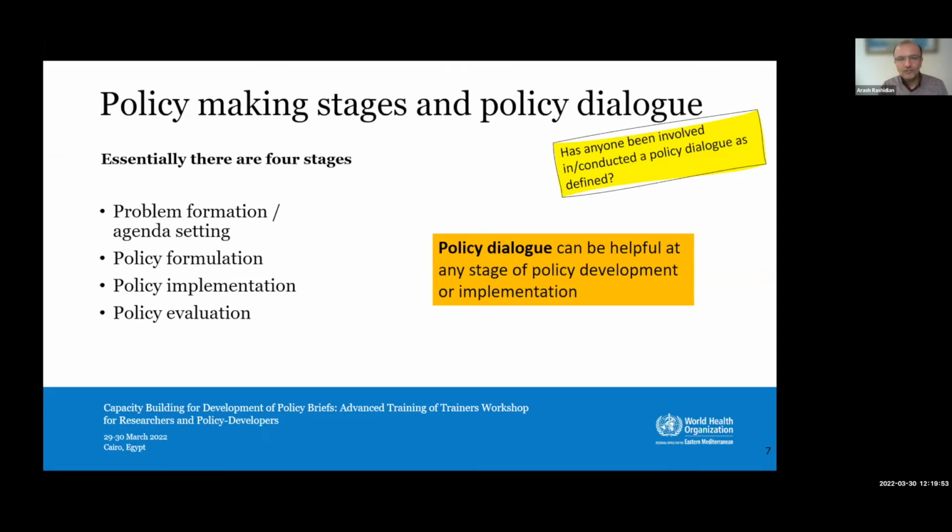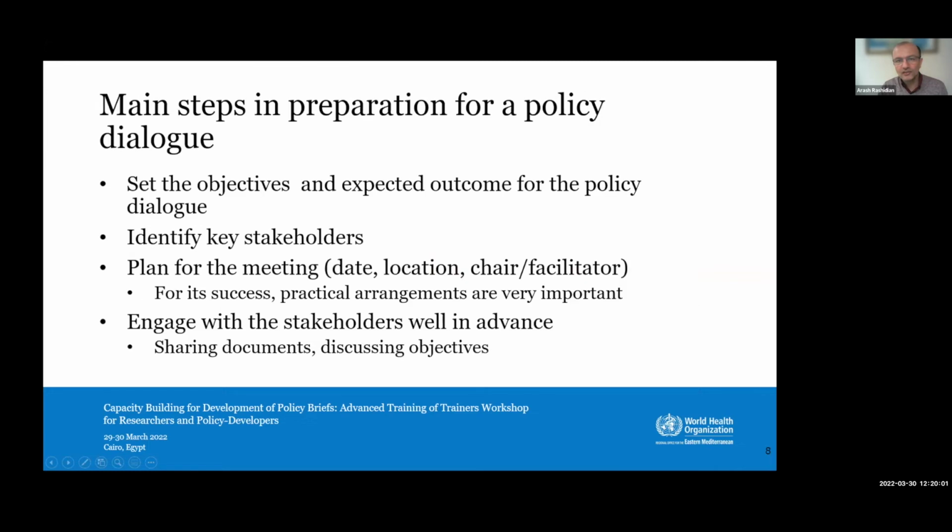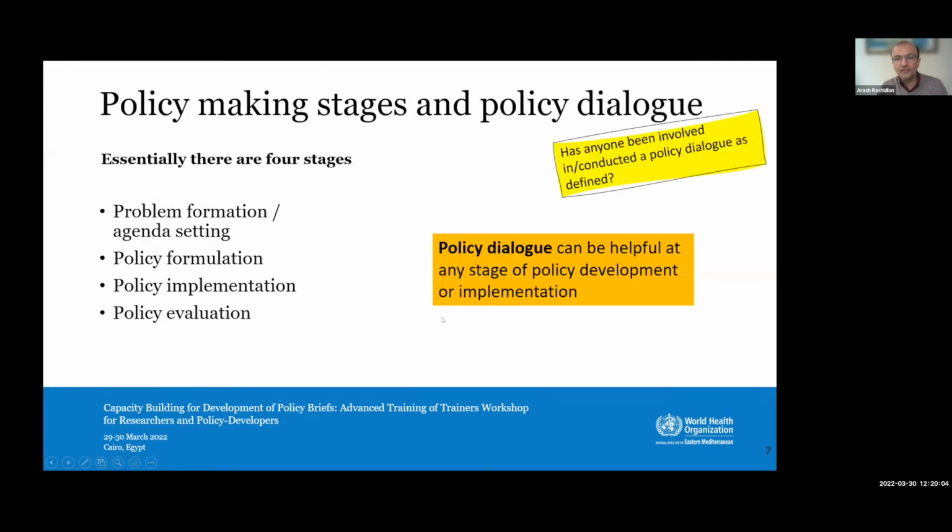Okay, I'll stop here for a second. First of all, I want to use the raising of hands as a sign of numbers. How many of you have been involved in or conducted a policy dialogue as defined here? I mean, a deliberative meeting that has a clear objective, focuses on a certain policy, and brings different stakeholders together to discuss it. Can you please raise your hand in Zoom so that we can count? So we have 3 so far, 4.